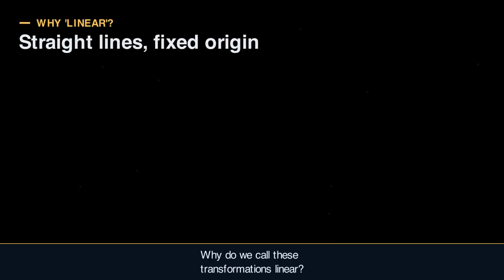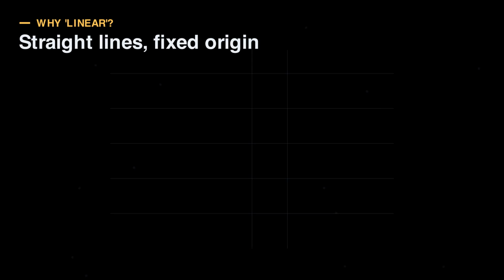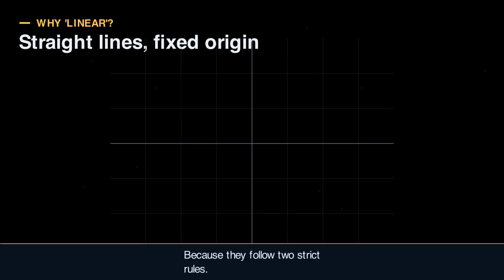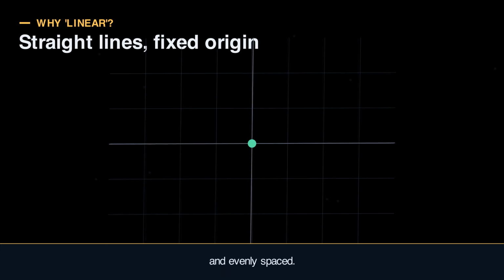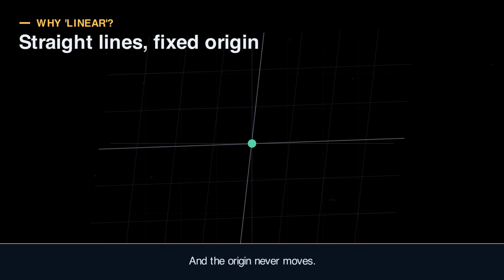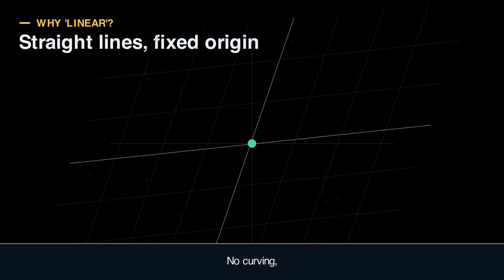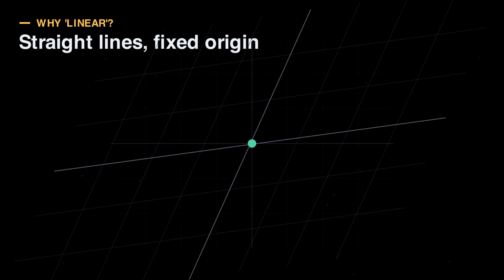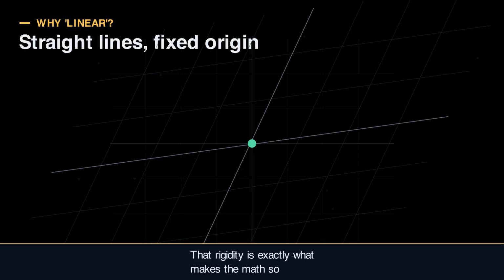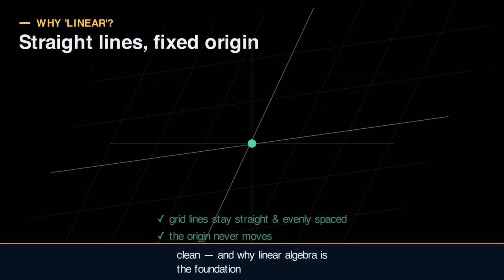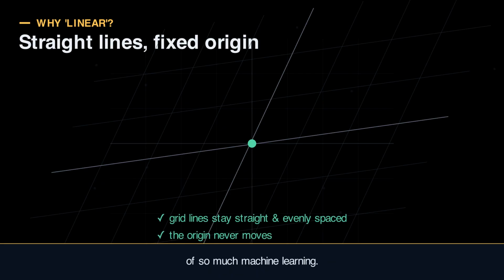Why do we call these transformations linear? Because they follow two strict rules. Grid lines stay perfectly straight and evenly spaced, and the origin never moves. No curving, no bending. That rigidity is exactly what makes the math so clean, and why linear algebra is the foundation of so much machine learning.